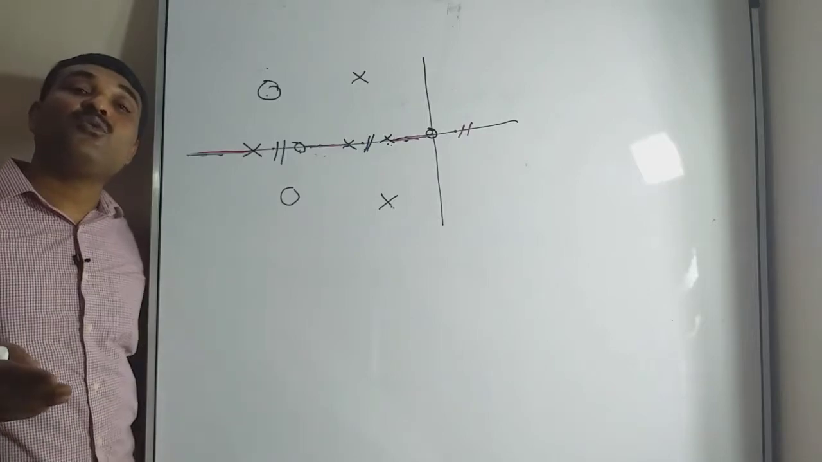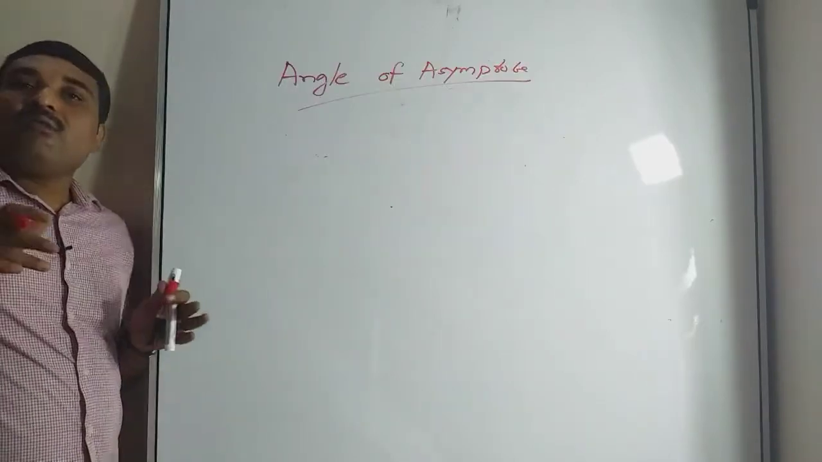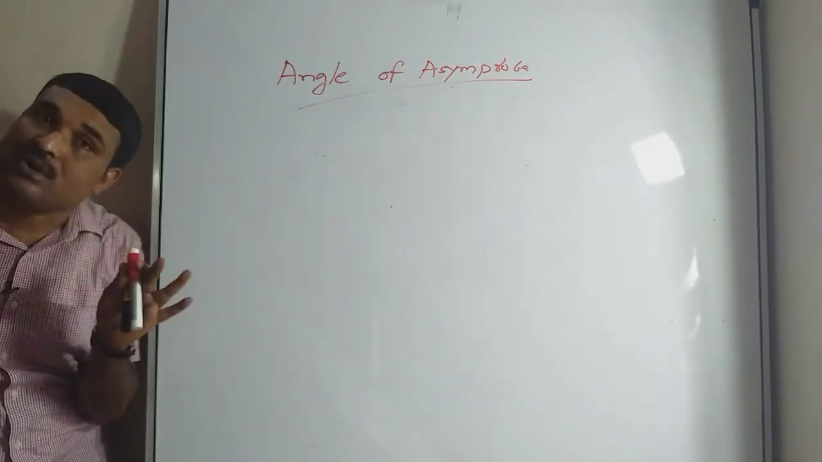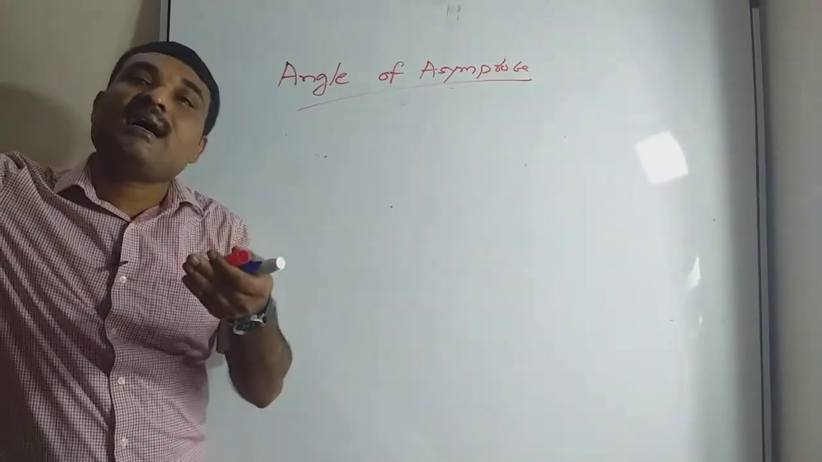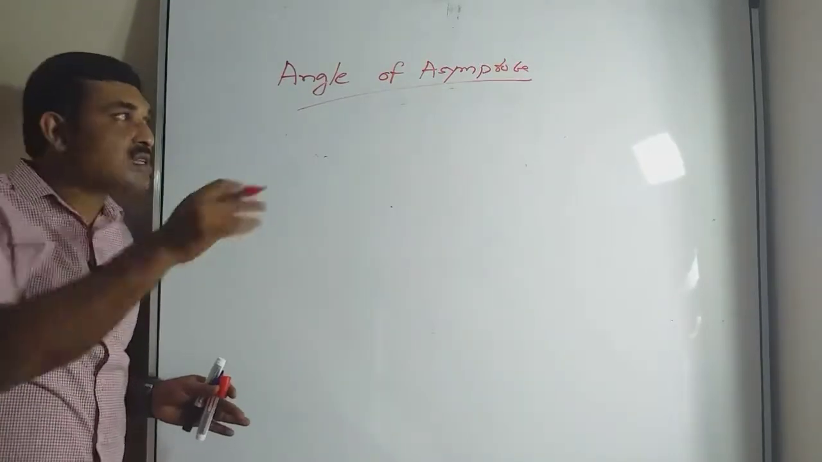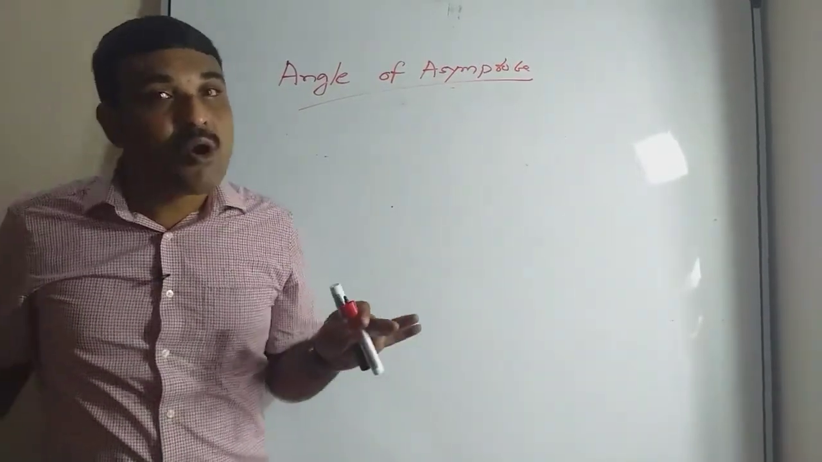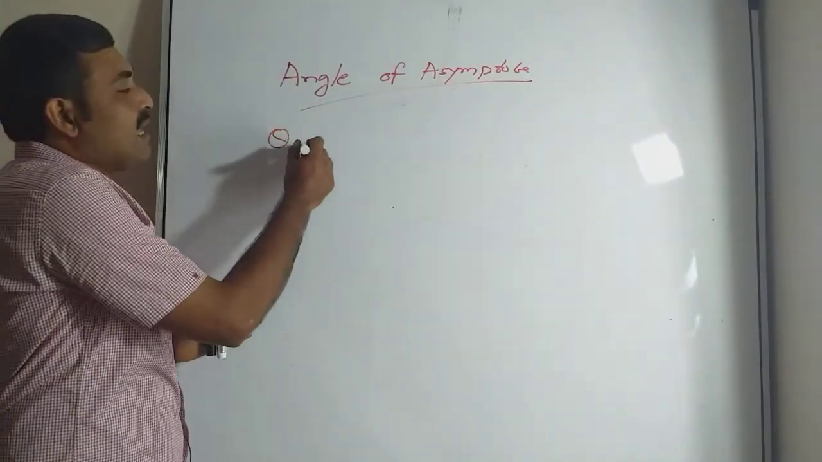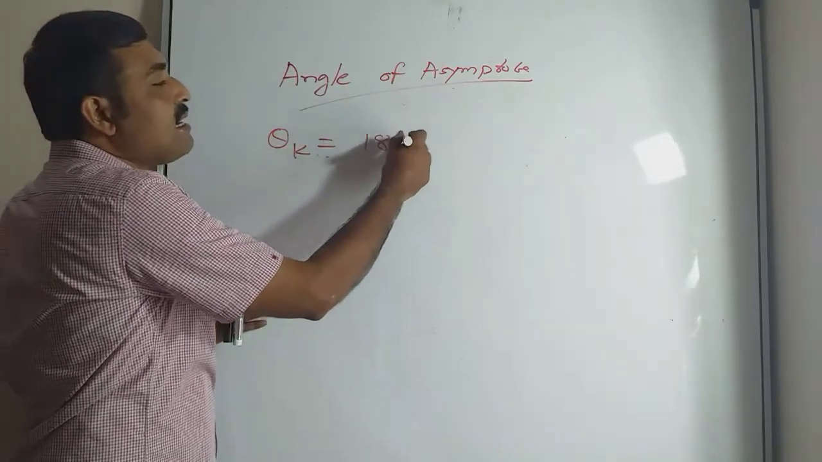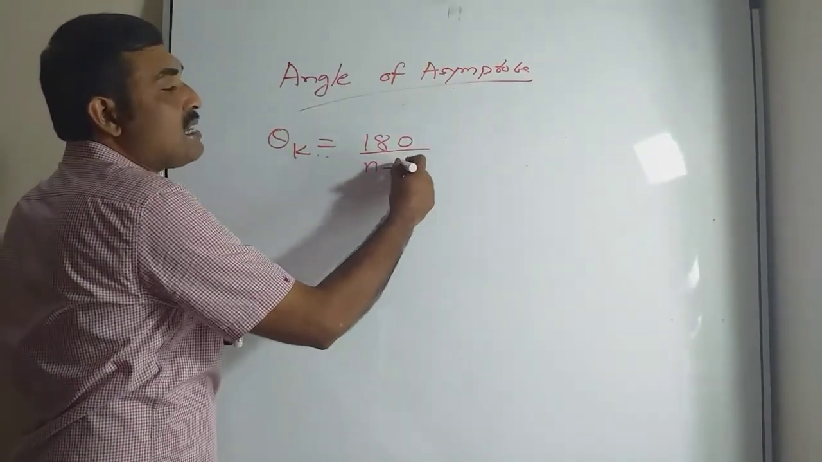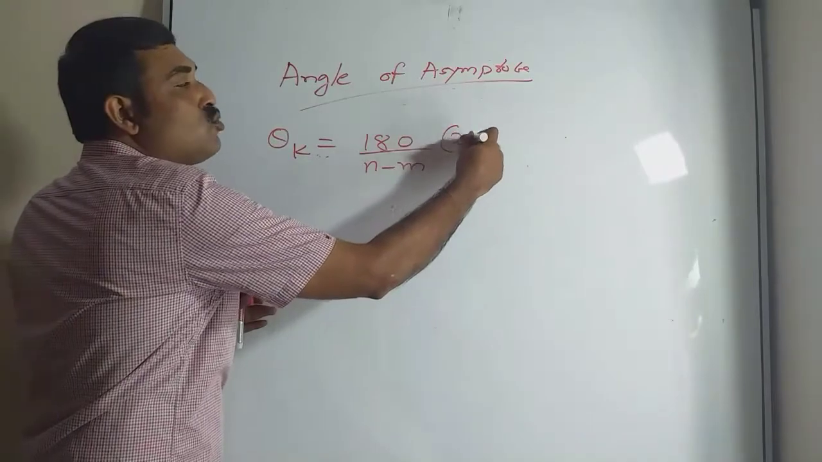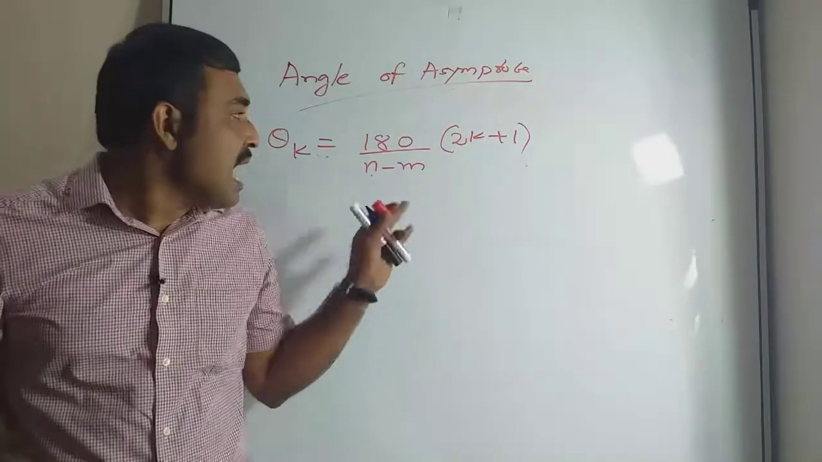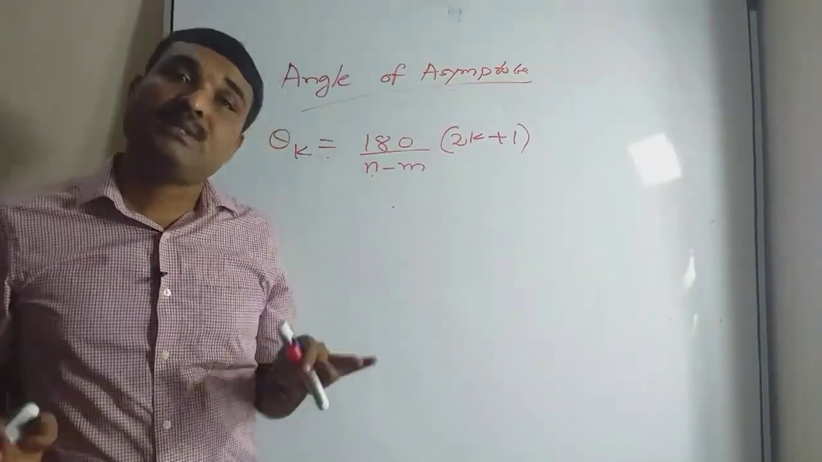Next, we want to know how to find the asymptotic angle. We want to find the angle of asymptote so as to draw the approximate shape of the root locus. The root locus will trace along the asymptotic lines. The asymptotes will always pass through the centroid, and we can find the angle of asymptote theta k, that is equal to 180 divided by n minus m, multiplied by 2k plus 1, where n is the number of open loop poles and m is the number of open loop zeros.